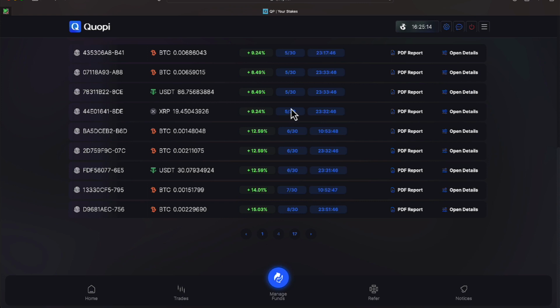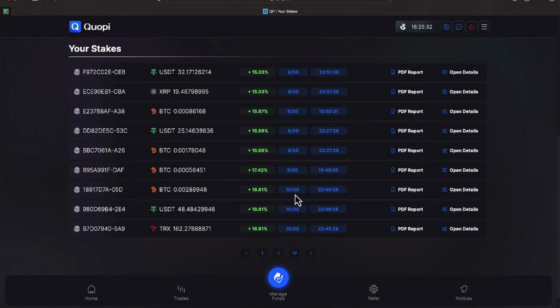And on 5 trading days, Quopi has achieved a 9.24%. Those are some outstanding numbers, everyone. On 6 days of trading, Quopi has achieved a 12.59%. And on 7 trading days, Quopi has achieved a 14.01%. And on 8 trading days, Quopi has achieved a 15.03%.